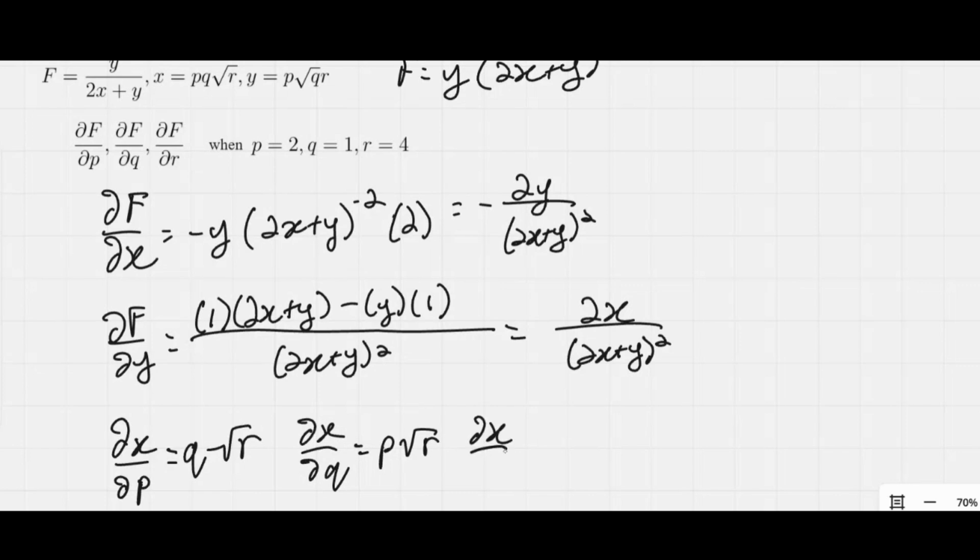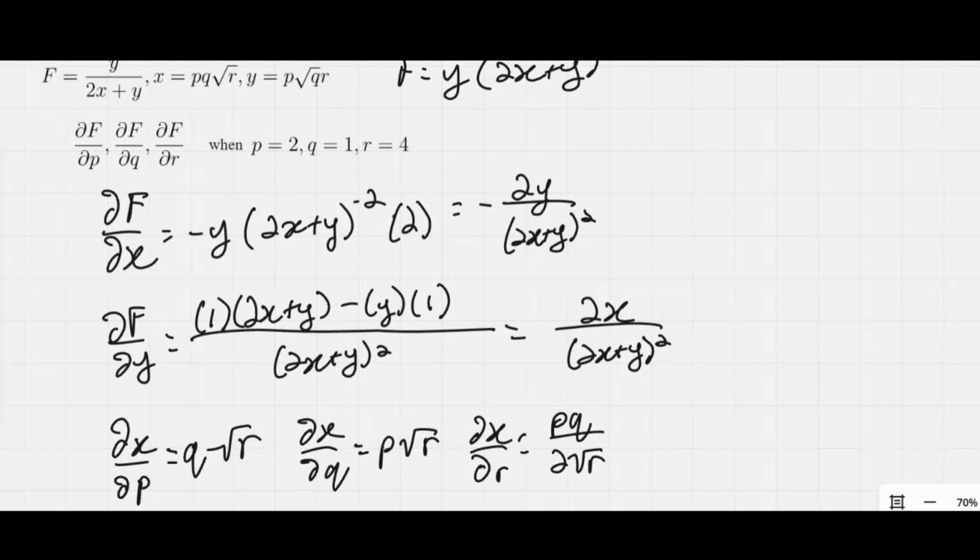The partial of x with respect to r is going to be, now we have to bring that, the r is going to be to the power of 1 over 2. Bringing that 1 over 2 down and changing the exponent to negative 1 over 2, that's going to leave us with pq over 2 root r. All right, so we found our partials of x with respect to p, q, and r.